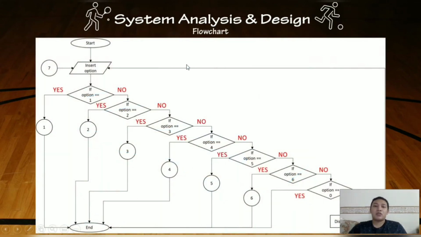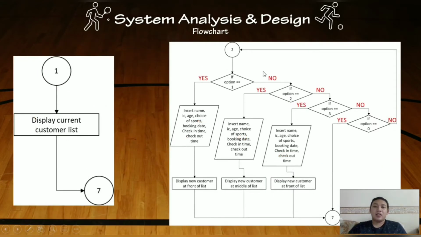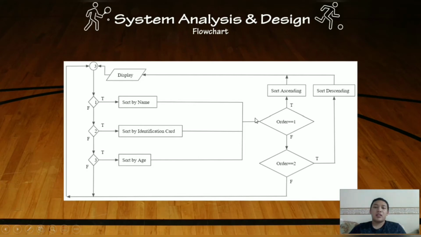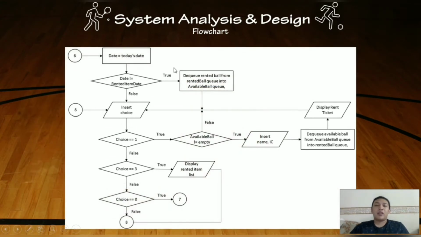Then here we include also the flowchart. This is the overall flowchart. We have 6 modules, and the last one is for the invalid option. The first module is about displaying the list. The second module is about inserting new customer detail. The third module is about sorting data. The fourth module is about searching data. The fifth module is about deleting data. And the last one, we apply the concept of queue when we are going to apply the daily equipment rental for the system.